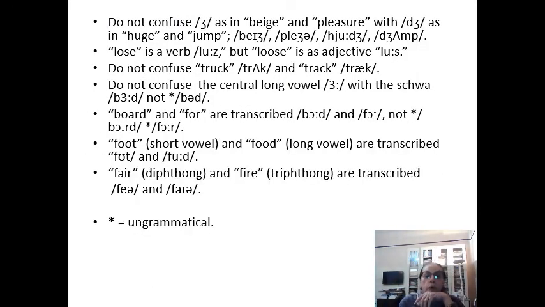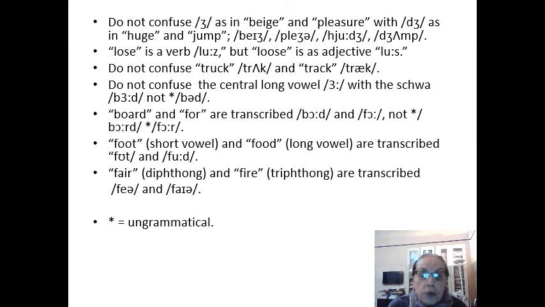Now, do not confuse ج زي beige وزي pleasure. الاس هنا ج وهنا الج is السيمبل دي ج with ج اللي هي الافريكت اللي هي الكومبلكس consonant in huge and jump. على فكرة الج دي في العربي مفيش ج في العربي. beige pleasure إنما huge and jump. الجيم المعطشة في العربي is an affricate. بتقول جمل ما بتقولش جمل. بتقول جميل ما بتقولش جميل.